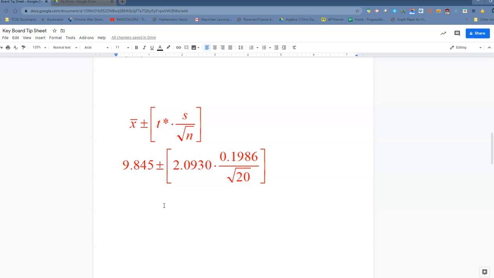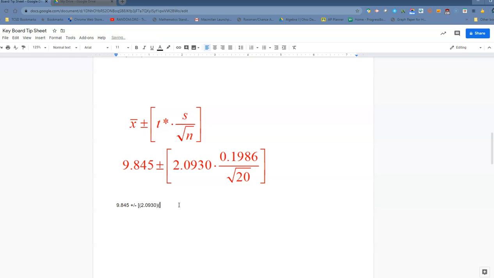Confidence intervals. Oh boy, these can be kind of ugly. Well, we got 9.845 plus slash minus. There's really no way of doing a plus over top of the minus, so just do plus slash minus. Again, that's in the keyboard tip sheet. Bracket, 2.0930. You can even do that in parentheses if you want. You could use the little asterisk for multiplication, or you could just do the parentheses.